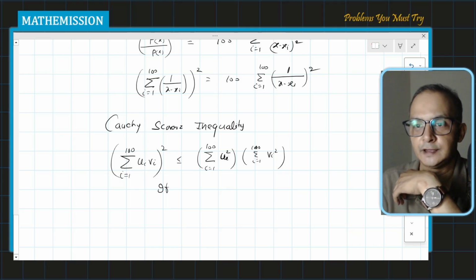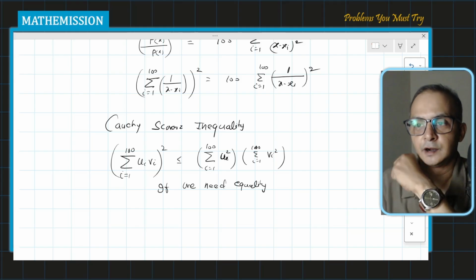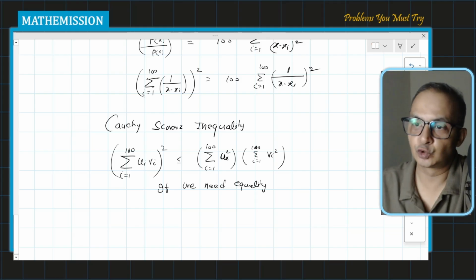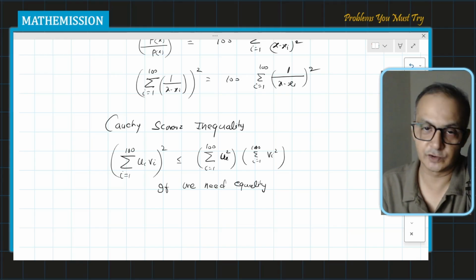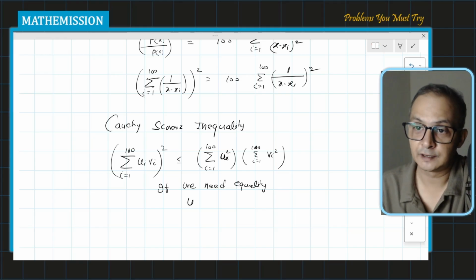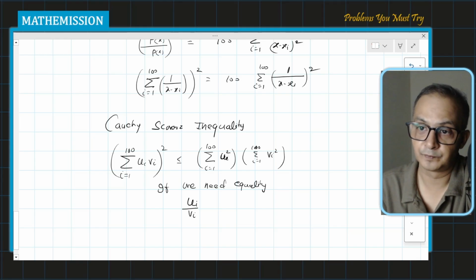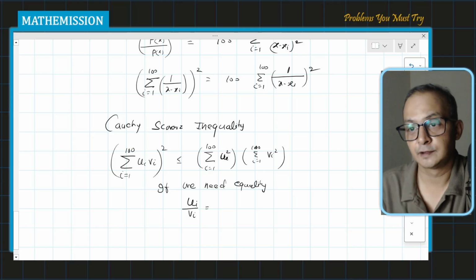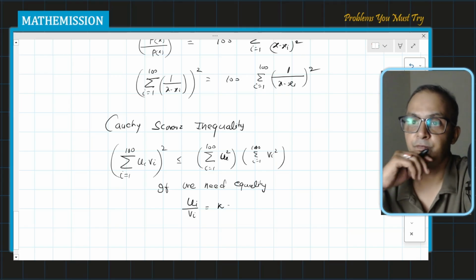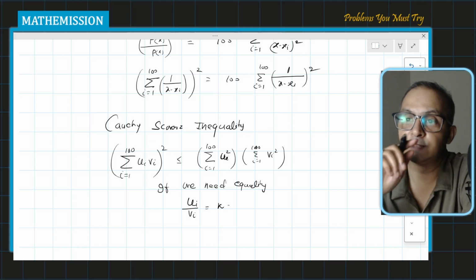Now there's an inequality given there, but there's a strict equality if we need it. If we need equality, the two series we are considering, the ui and vi, must be proportional. ui by vi must be some constant k, if there is an equality here.